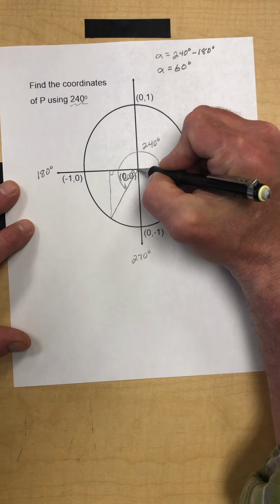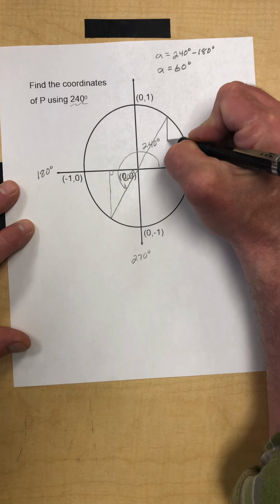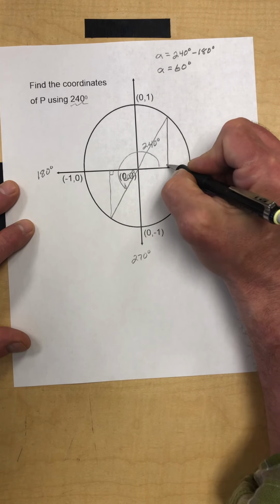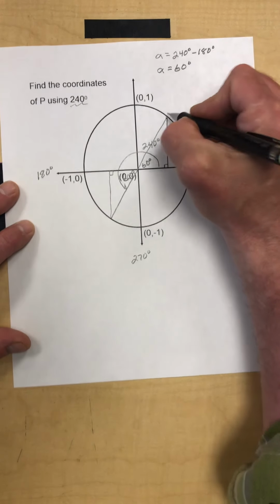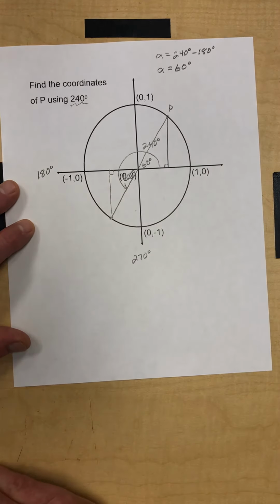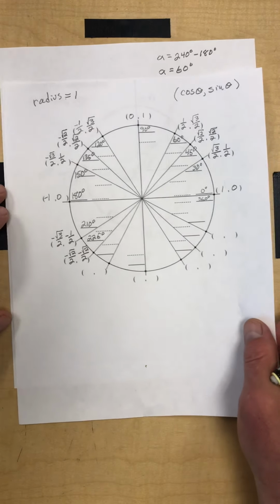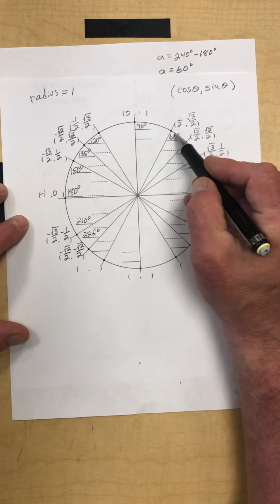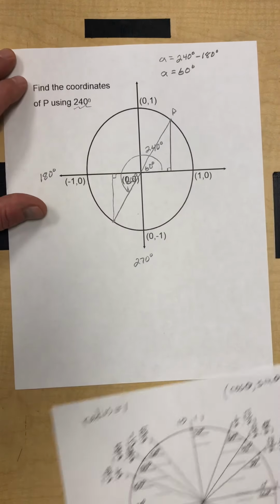So that has to correspond with my 60 degree angle in quadrant 1. Okay, so that means that this point, this P, and this point down here have to be reflections of each other. So we say, okay, well, what's going on in quadrant 1 with 60 degrees? So we go back here. At 60 degrees, the coordinates of the point on the unit circle are 1/2 and radical 3 over 2.